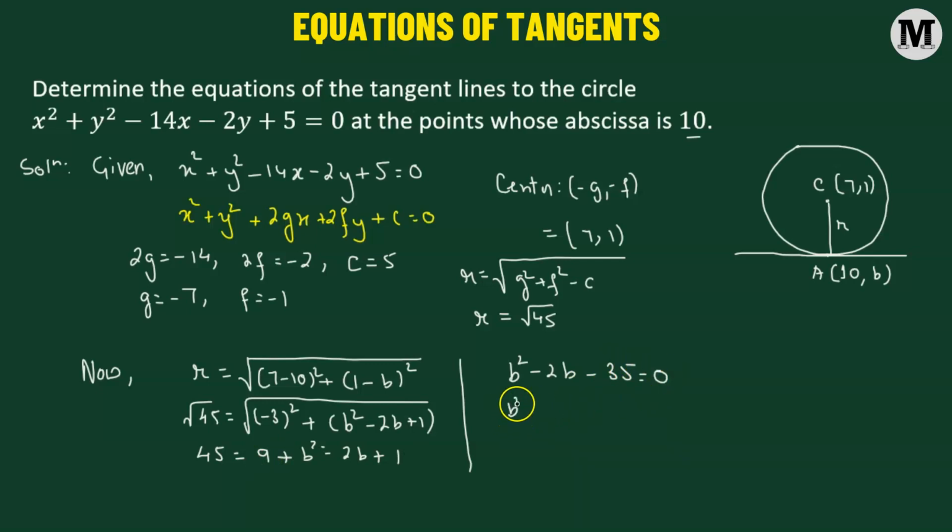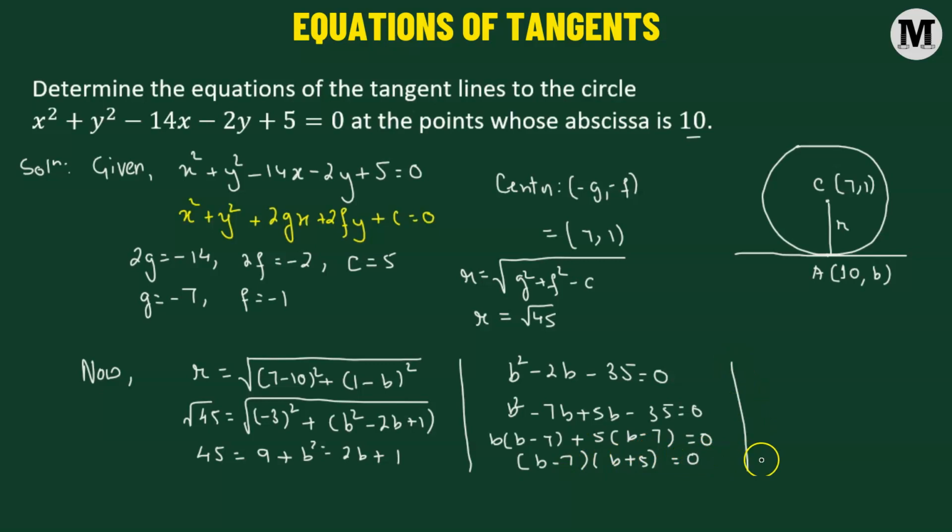Now this is a quadratic equation where we can split the middle term as negative 7b plus 5b minus 35 equals 0. So let's take b as the common factor. So b multiplied by b minus 7 added to 5 times b minus 7 equals 0. So we have b minus 7 multiplied by b plus 5. The product equals 0. So that means the value of b will be negative 5 or positive 7. So we have two possibilities. So there are actually 2 points of contact, meaning there are 2 tangents.